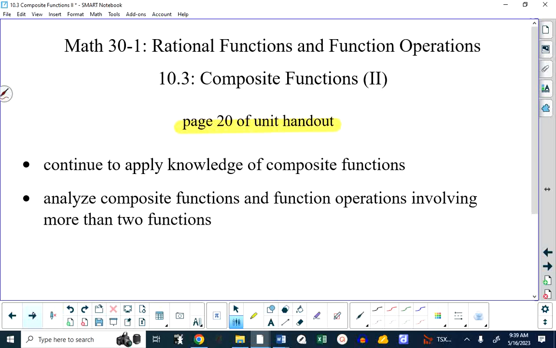Compositions is what we've just been talking about. Operations are things like adding functions, subtracting functions, multiplying them, and dividing them. And we're going to, as I said, expand our horizons here a little bit. We're not going to be limiting ourselves to just two functions. So there's nothing new here. It's just a lot of questions.